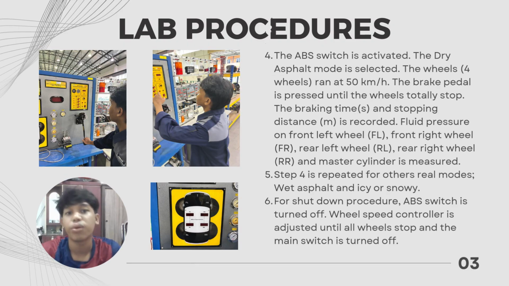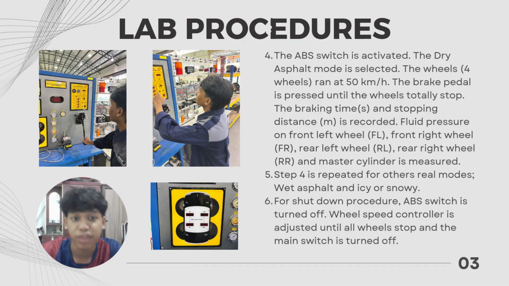For step 4, the ABS switch is activated, the dry asphalt mode is selected, the wheels run at 15 km per hour, the brake pedal is pressed until the wheels totally stop. The braking time and stopping distance is recorded. Fluid pressure on front left wheel, front right wheel, rear left wheel, and rear right wheel, and master cylinders is measured. Step 4 is repeated for step 5, for other road modes such as wet asphalt and icy or snowy.